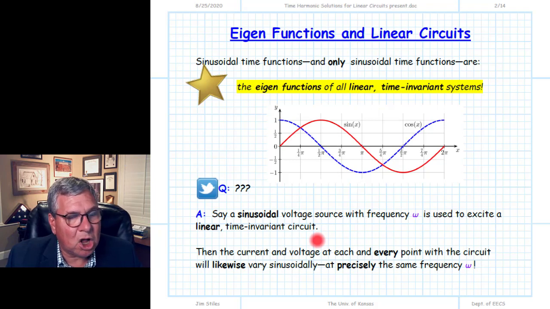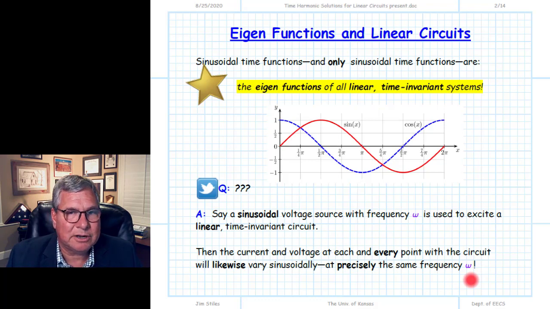As we go along the circuit and look at every point in that circuit, across any resistor or other linear element, the voltage, the current through any linear element, what we'll find at every point is that it will have essentially the same form as the source. It will be a sinusoid with frequency omega.